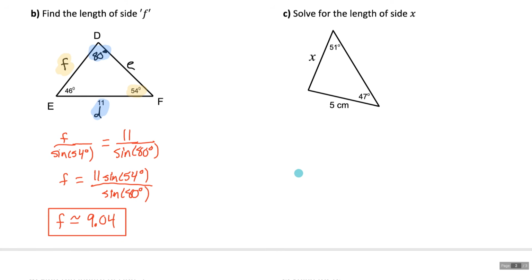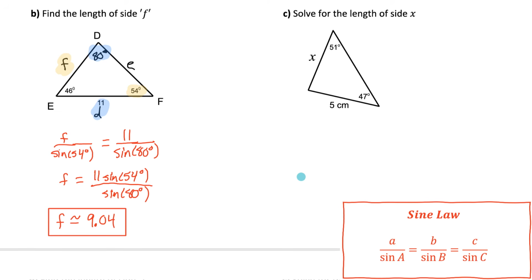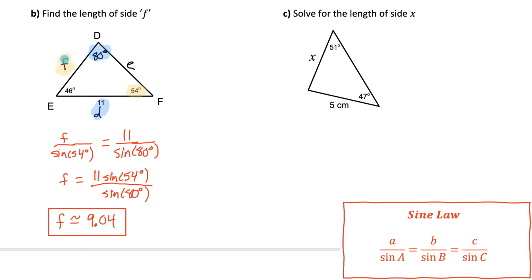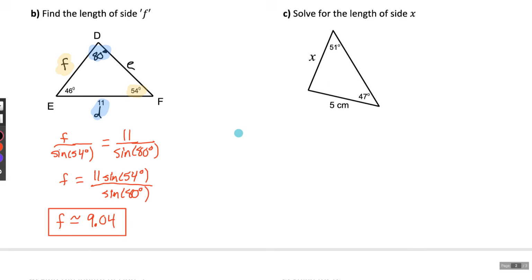Part C says to solve for the length of side X. So I don't even see any angles labeled with letters for this one, but that's okay. If we understand sine law, we should be able to set up the ratios without any letters. I know that the ratio of any side divided by the sine of its opposite angle is going to be equal in an oblique triangle. Once again, I know two angles of the triangle, which means I really know all three because I know they have to add to 180. So this one has to be 82 degrees.